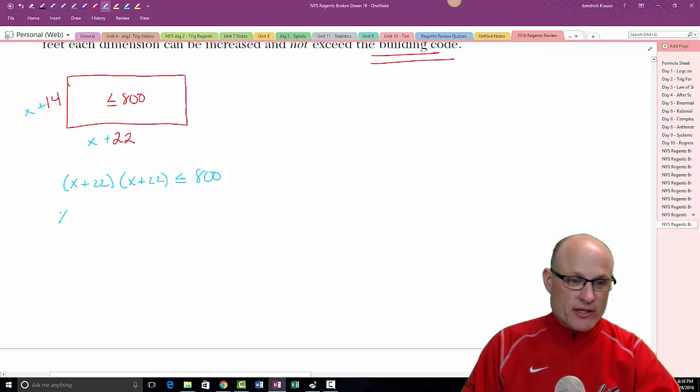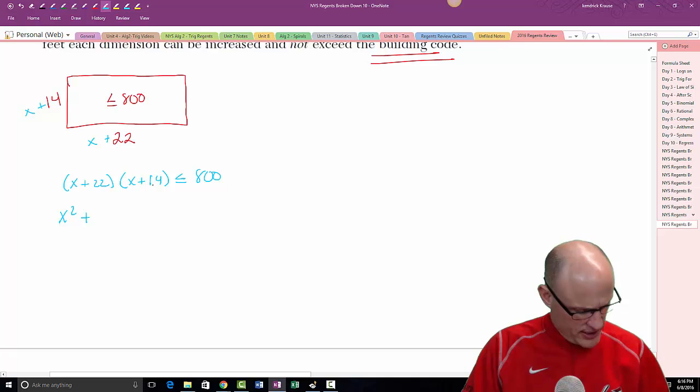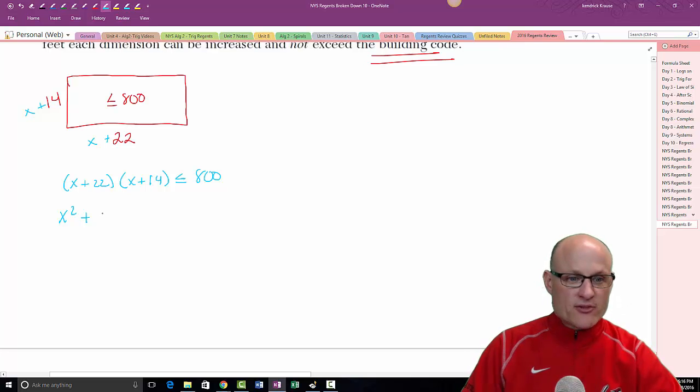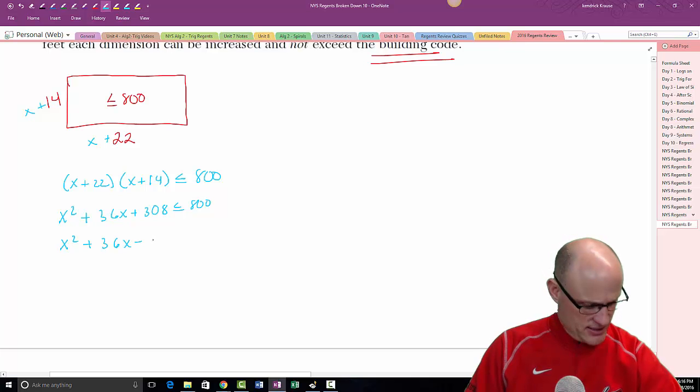So now we've got to double distribute. We get x squared plus, oh, this should be 14. Sorry about that. I think that's 392. I'm just going to, 308. x squared plus 36x plus 308 has to be less than or equal to 800. I subtract the 800. I get x squared plus 36x minus 492 is less than or equal to 0.